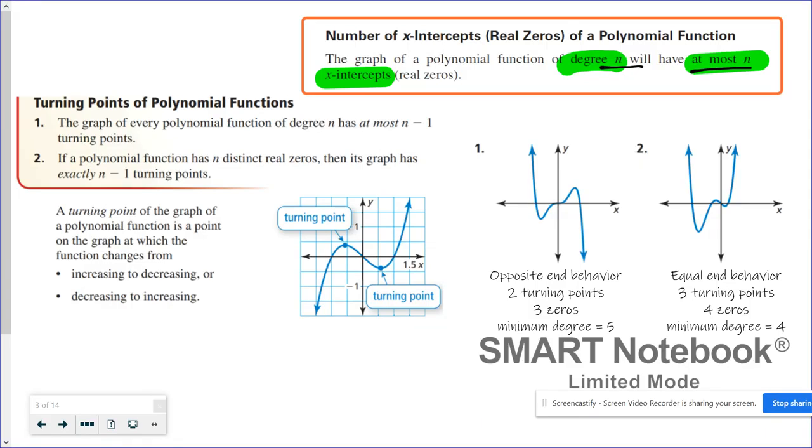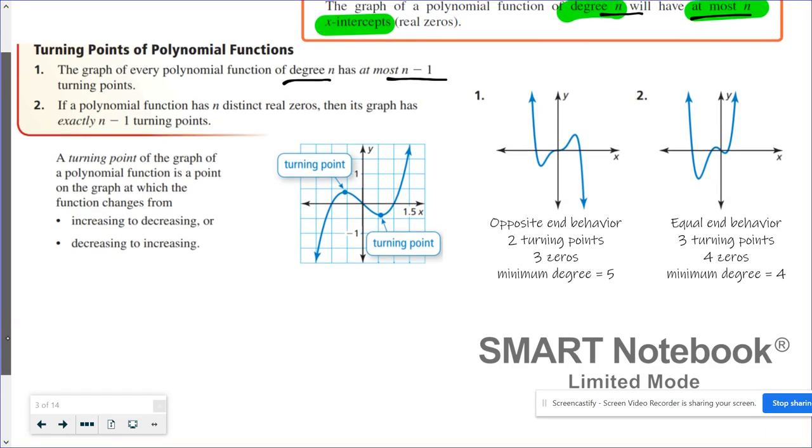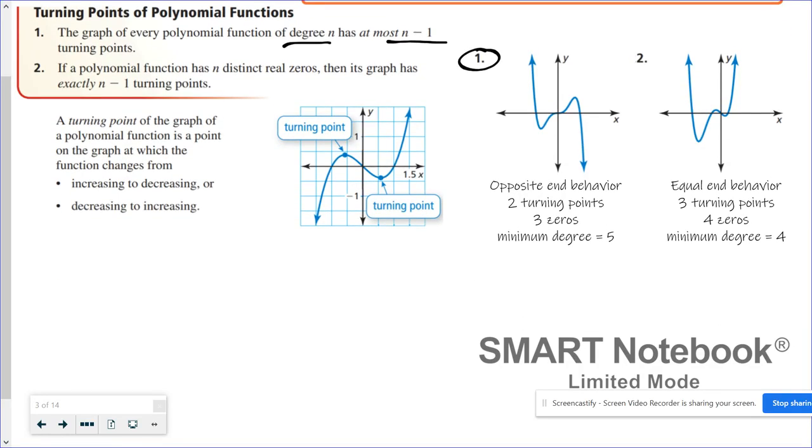When it comes to turning points, it says the graph of every polynomial function of degree n has at most n minus 1 turning points. We saw this, okay? And so if I were given these 2 graphs, and I asked what is the minimum degree of these? Well, in graph number 1, I note that it has opposite end behavior. So that means it's odd degree, right? It has 2 turning points. It has 3 zeros. And so I would have to say that this would have to be at least a minimum degree of 5. We'll talk about why it is 5 and not 3, and I'll tell you it's because of what's happening at that particular x-intercept. Okay.